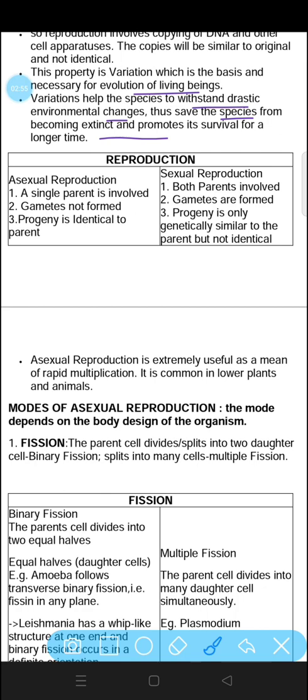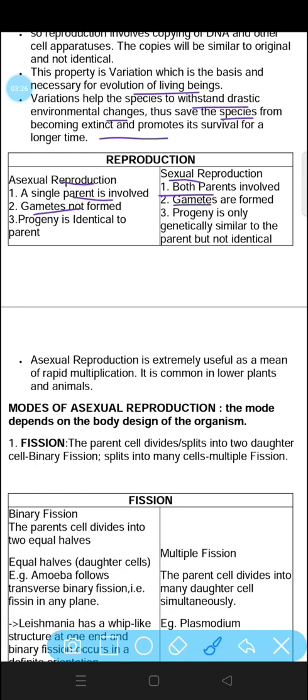Now reproduction could be of two modes. One is asexual and another one is sexual. Asexual reproduction is carried out in which only a single parent is involved, whereas in sexual reproduction two parents are involved, male and female. In asexual reproduction, gametes are not formed, whereas gametes are formed in sexual reproduction.